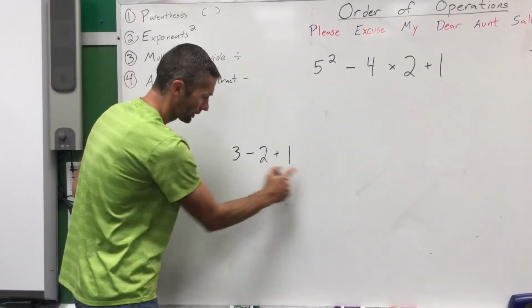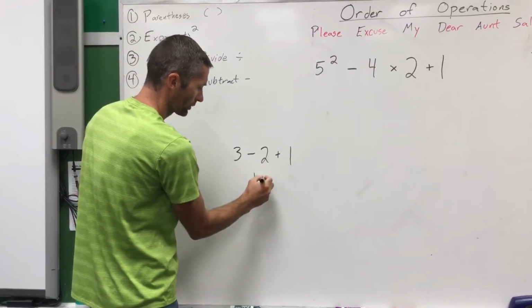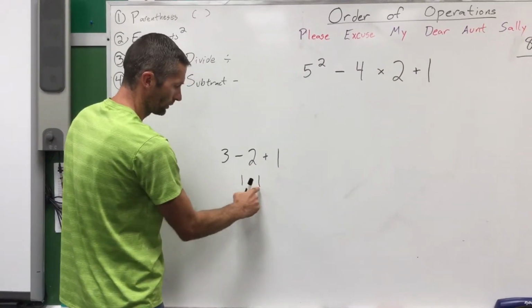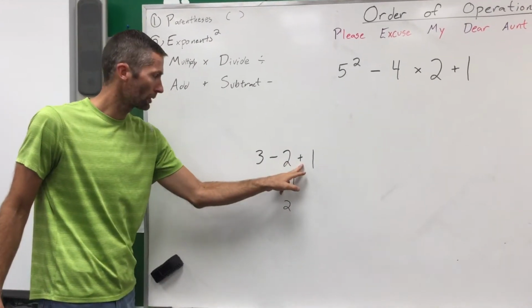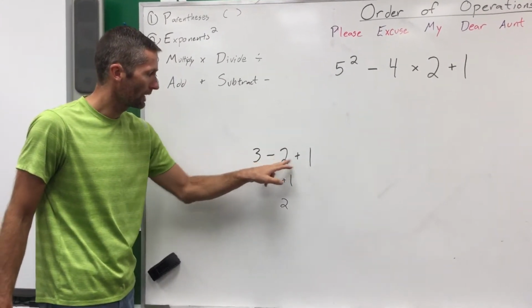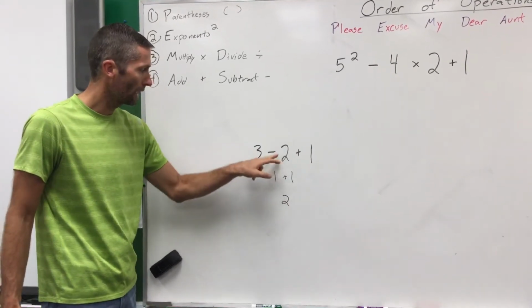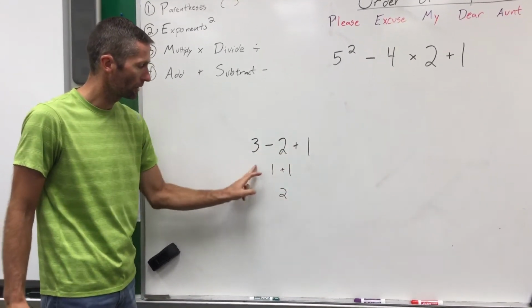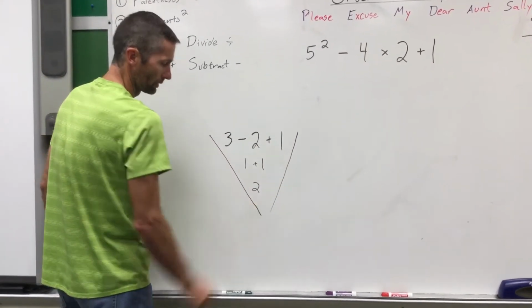The first thing we're going to do is subtract. 3 minus 2 is 1. And then we'll just bring that down. And then 1 plus 1 is 2. If you would have added first, you would have messed up the problem. You would have ended up with 3 minus 3, which would have been 0, giving you a different answer. As we go, I want you to eliminate 1 operation each time, so that as you go down, you kind of have a V going down.